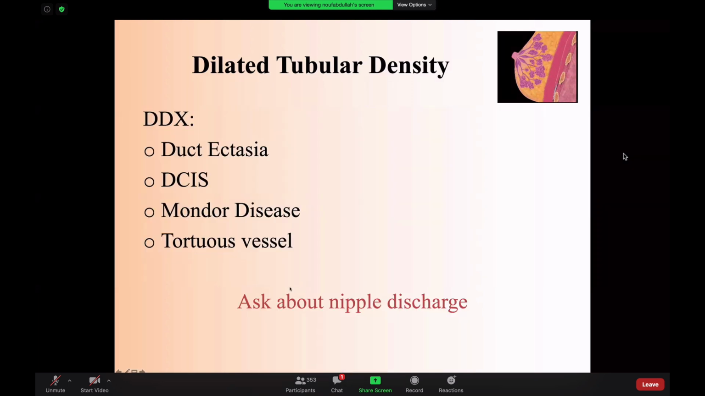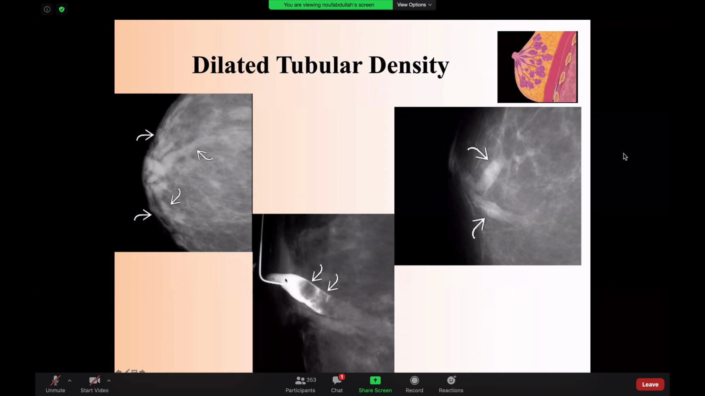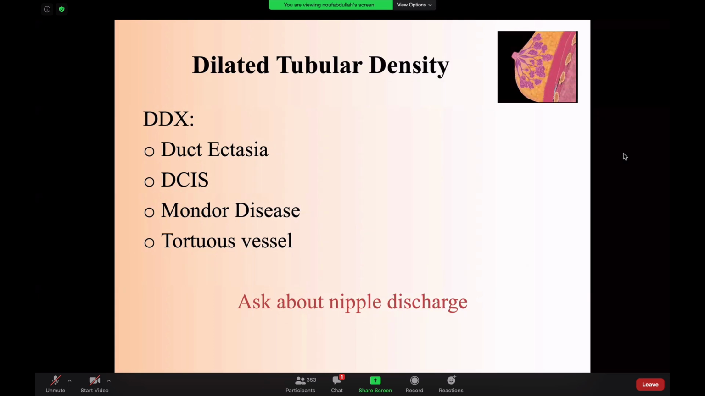And this is what you have when you do a ductogram. You opacify the duct and then you see a filling defect within the duct. The differential diagnosis for something like that is an intraductal papilloma or cancer. So this is something you keep in mind. What is your differential diagnosis?